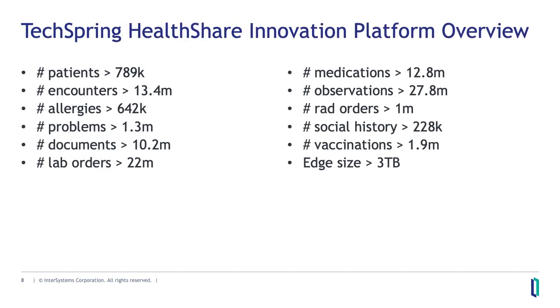So the TechSpring HealthShare innovation platform is a mouthful. Okay, but there is a large healthcare system, Bay State Health, and they have an innovation arm. So we're looking at a data set that we have access to as part of our sponsorship of TechSpring. 789,000 patients, all these big numbers here. And so there's a big data set that's real healthcare data, and we can look at all the notes and correlate back to whatever structured data we have within HealthShare and Health Insight. Quite a bit of data to look at.